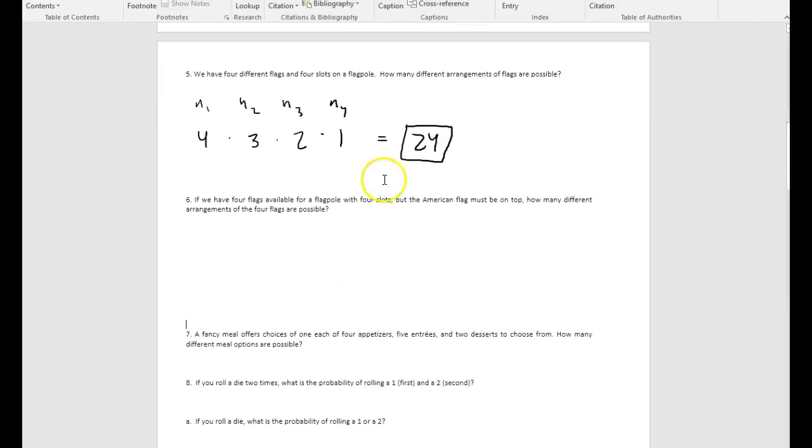We have 4 flags available for a flagpole with 4 slots, but the American flag, assuming that it's in the group of 4, must be on top. How many different arrangements of 4 flags are possible? Okay, so this one gets a little bit tricky, but we still have the 4 slots. Now we know that the American flag is in slot 1. So how many options do we have for slot 2? Well, we still have 3 options for slot 2, 2 for slot 3, 1. So we have 6.